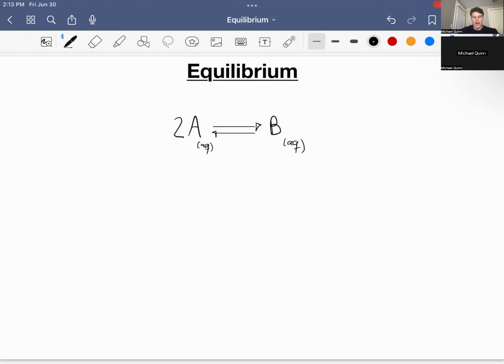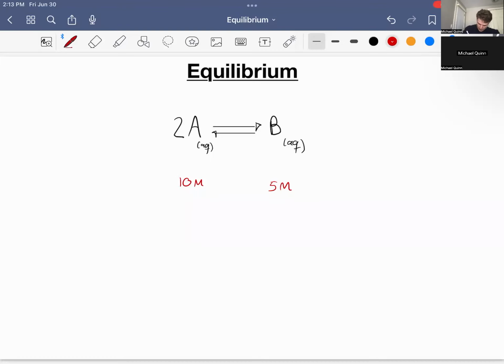Now that we've gone over how to write an expression for Q and K, remembering that Q tells us the reaction is anywhere besides equilibrium, and K tells us only when the reaction is at equilibrium, we now need to discuss the interplay between Q and K. So if we're met with a reaction and we are told that the initial concentration of A is 10 molar and the initial concentration of B is 5 molar, what we should do is write an expression for Q.